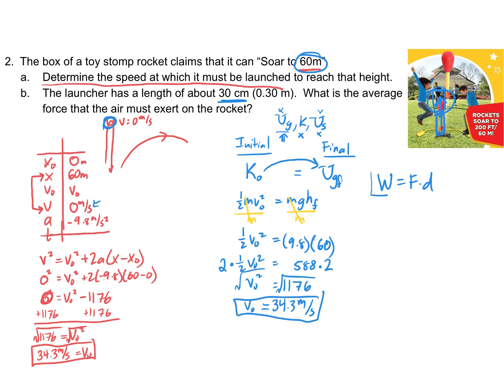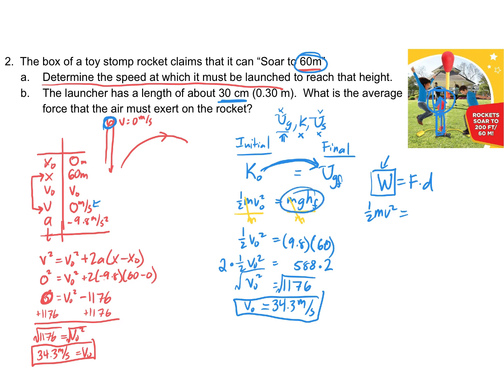Now, work is the amount of energy that's added. It's the change in energy. So at the beginning, it had 0 kinetic energy. And once it's launched, it has kinetic energy. So I can actually calculate how much energy the launcher gave it just by doing 1/2 mv squared. Alternatively, you could say, well, I know that that's the same as the final gravitational potential energy, so I could just do mgh.